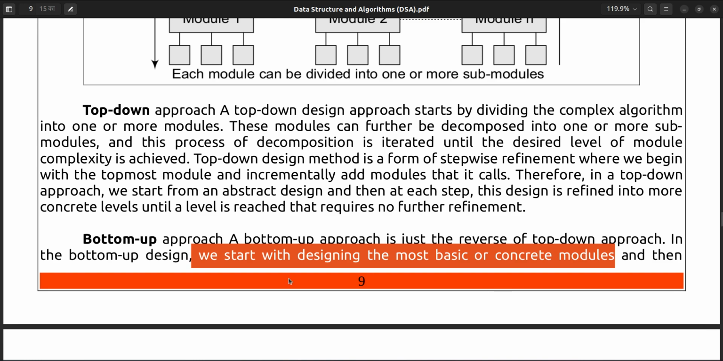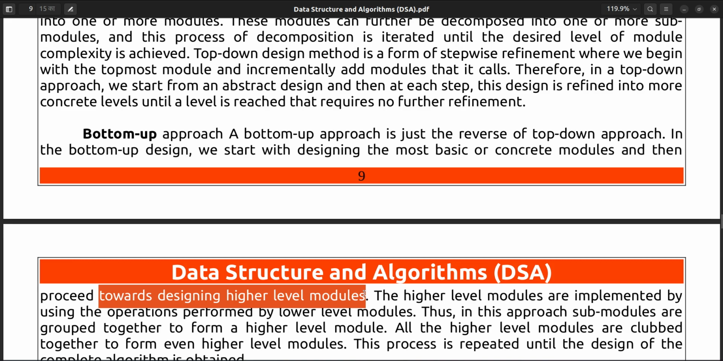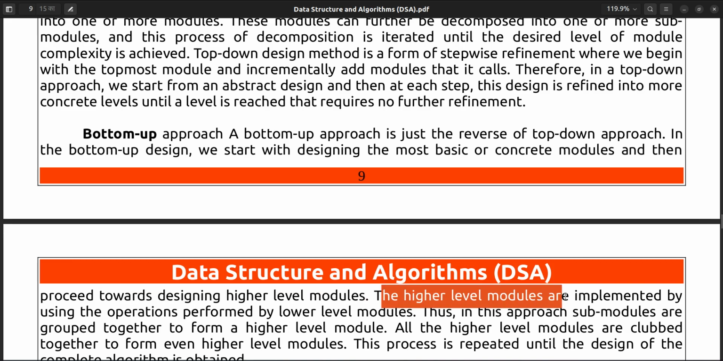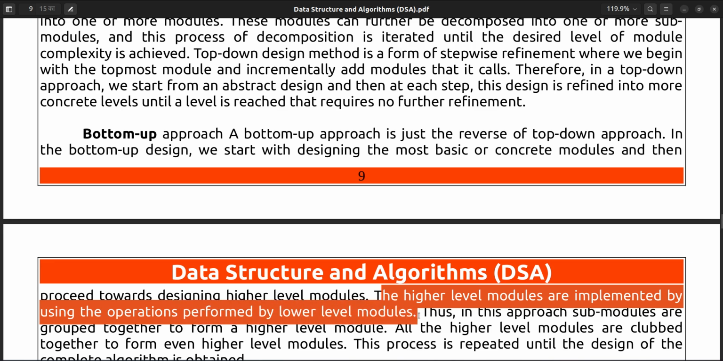We start by designing the most basic concrete module and then proceed toward the high level module. After that, we combine all those modules and make one complex problem. In the other approach, we take a complex problem first and identify which parts can be divided into separate modules, and we proceed like that. So the higher level modules are implemented by using operations performed by the lower modules.